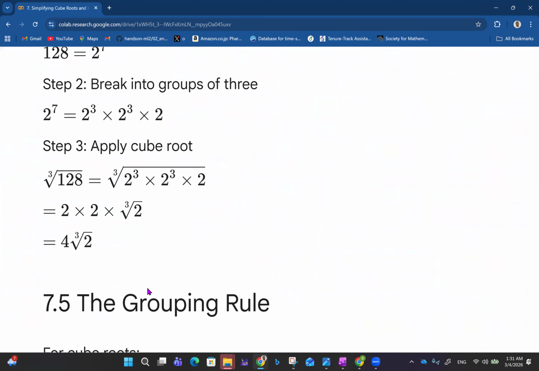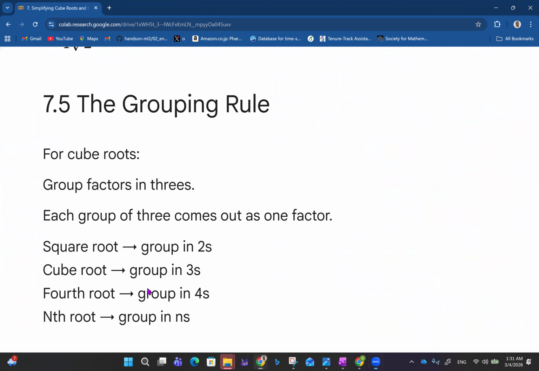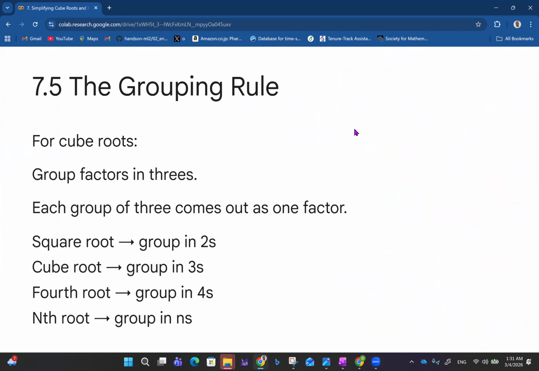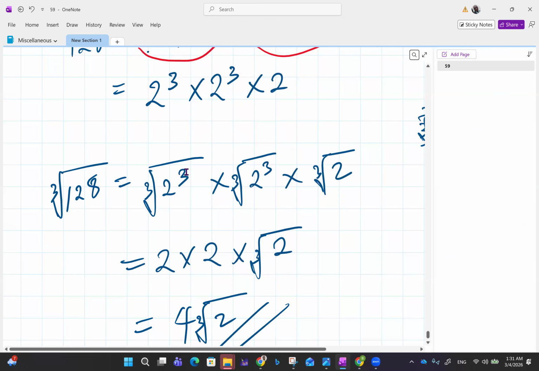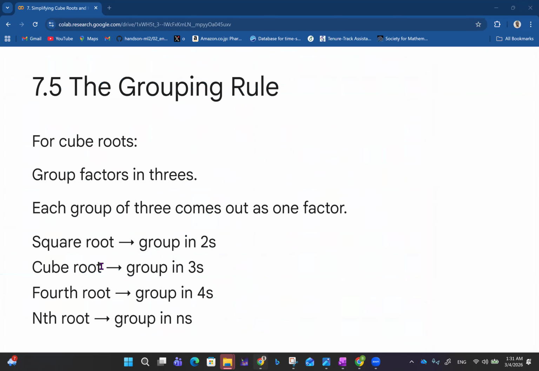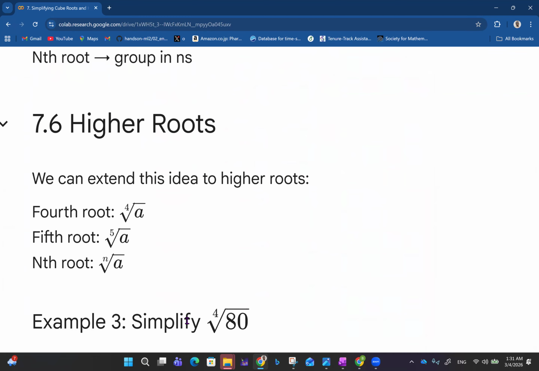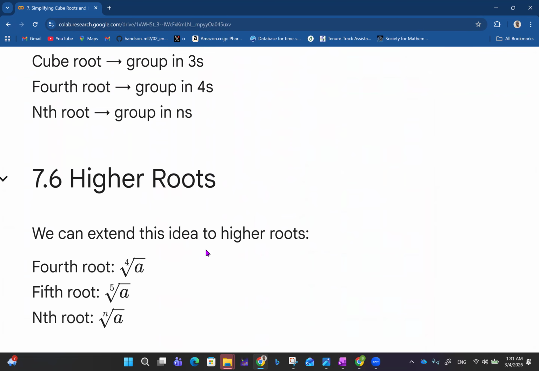Okay. Now, the grouping rule. So we have general grouping rules that we've seen for 2 and 3. For cube roots, group factors in threes. Each group of 3 comes out as one factor, just like what we've done here. So each group of 2 raised power 3 produces one 2 when you find the cube roots. So for square roots, group in twos; for cube roots, group in threes. For fourth root, group in fours. For nth root, group in n's, like this. So you can then talk about higher roots. We can extend this idea to higher roots.